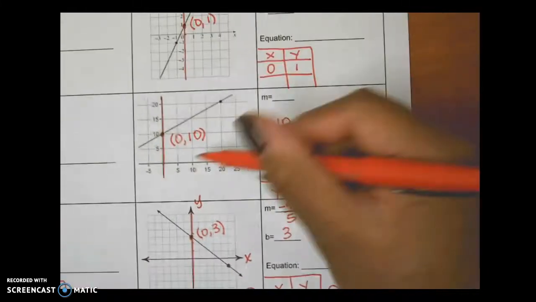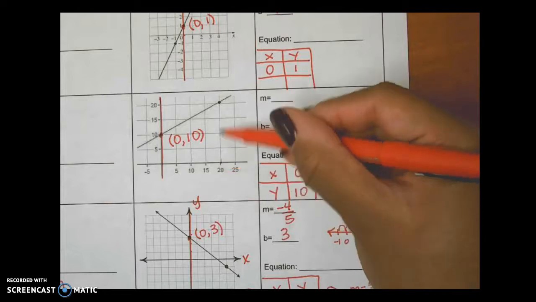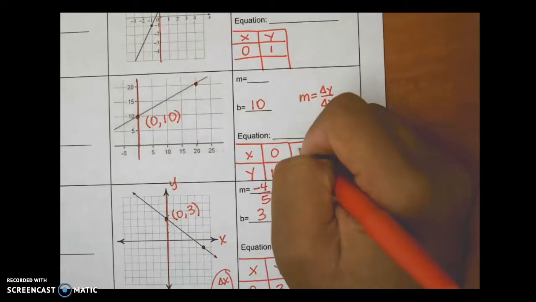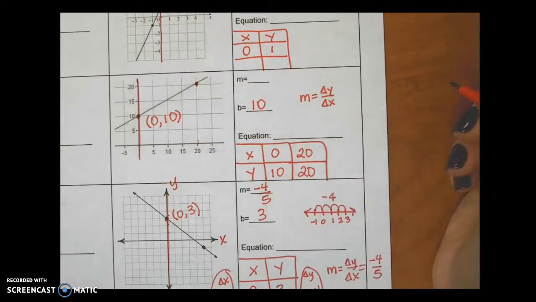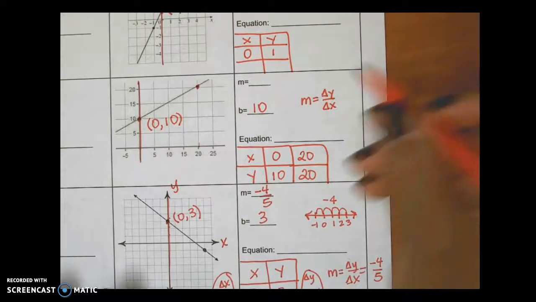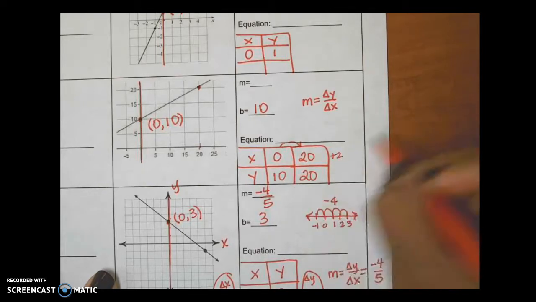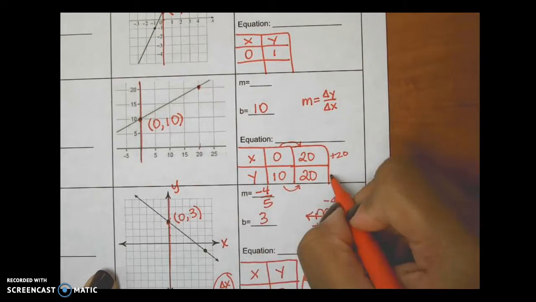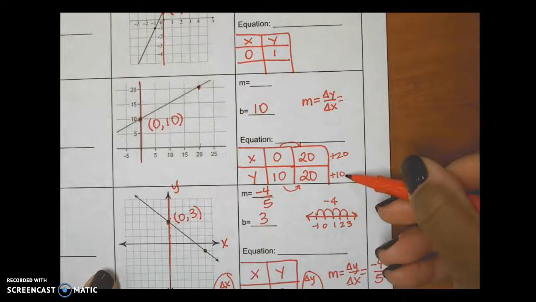Now I should be able to write my equation from there. Up here, I have another point. How far did I run? 20. And how high do I jump? 20. So 20 is for my run, 20 is for my jump. Now I need to find the delta. How do I get from 0 to 20? This is plus 20. How do I get from 10 to 20? This is plus 10. Delta y is 10.